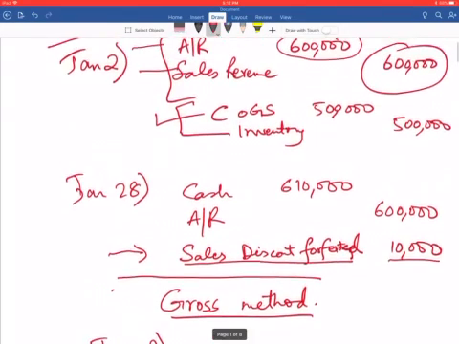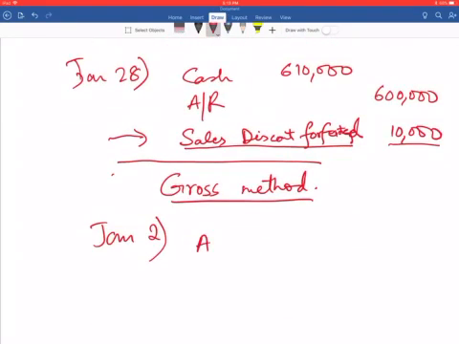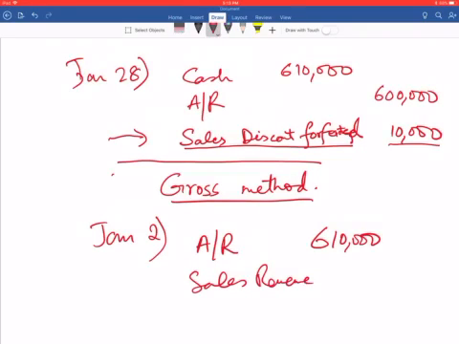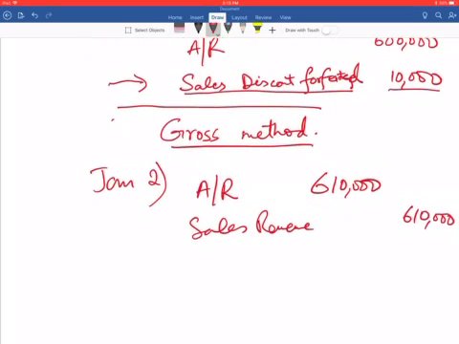So then your accounts receivable is going to be a bigger amount, 610,000, because your sales revenue is going to be assumed to be 610,000, right? Because you're assuming that your customer will pay you higher. So now you have a high revenue in the beginning.